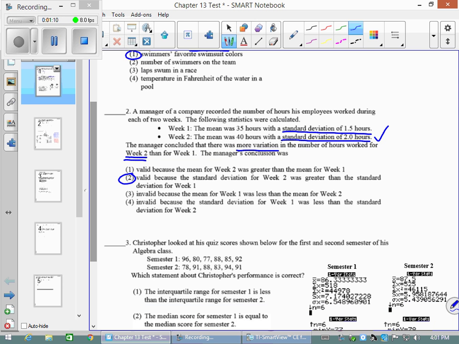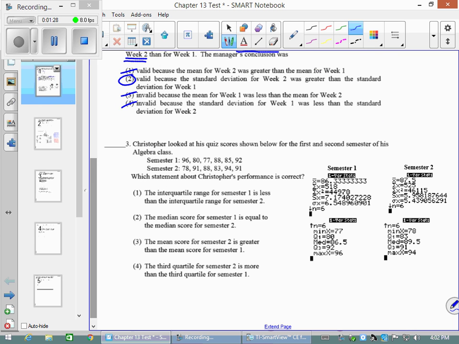So I would definitely say valid, get rid of choices 3 and 4. And the reason it's choice 2 is it's valid because the standard deviation for week 2 is greater than the standard deviation for week 1. It has nothing to do with the mean when we talk about deviation.